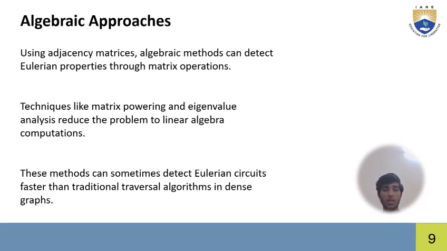In algebraic matrix methods, we represent a graph using an adjacency matrix and use matrix operations to analyze it. For example, matrix powering helps identify connected paths. Eigenvalue analysis can reveal symmetry and structure. By transforming the problem into linear algebra computations, we often achieve faster detection, especially with optimized matrix libraries.